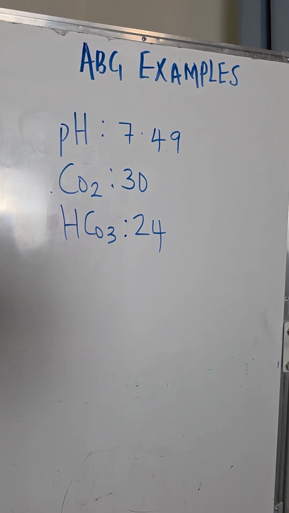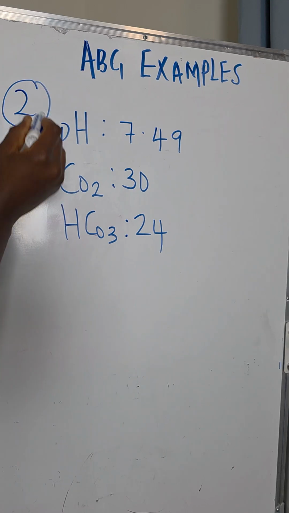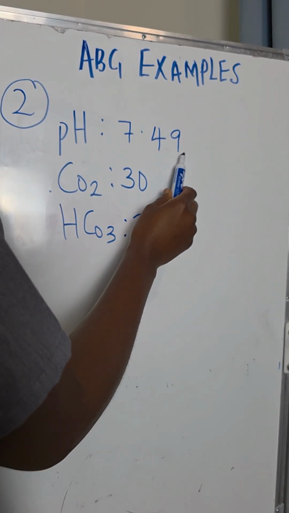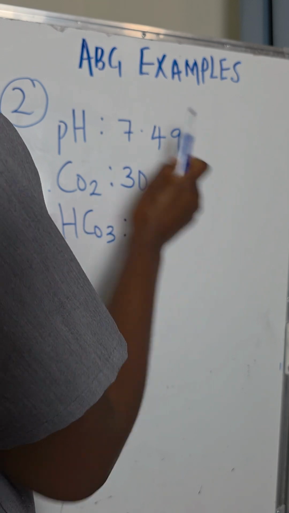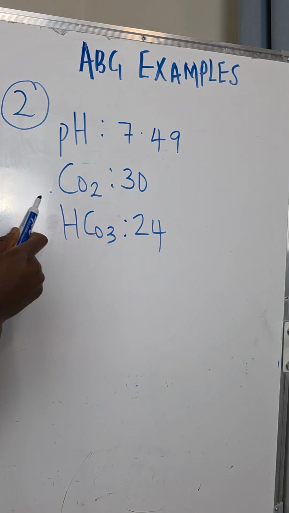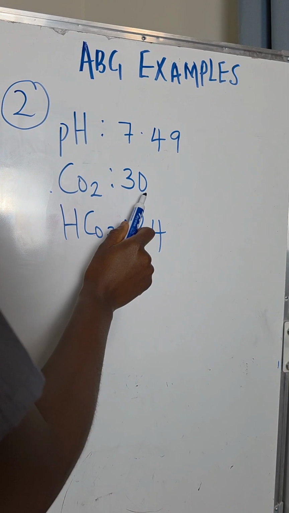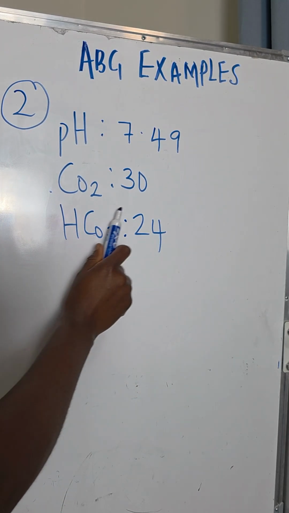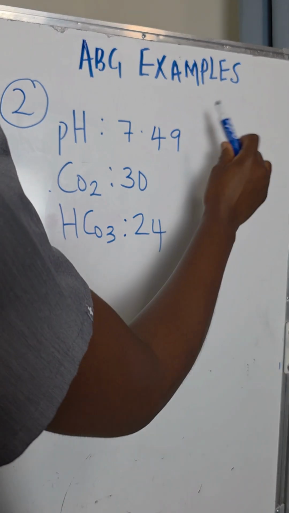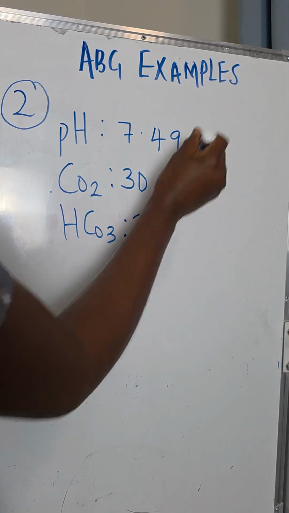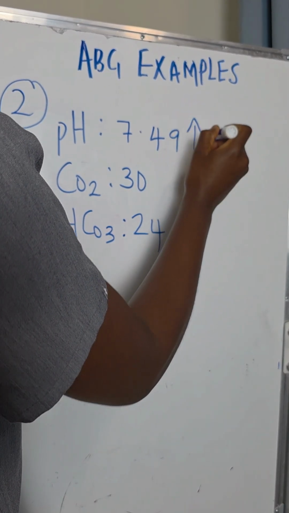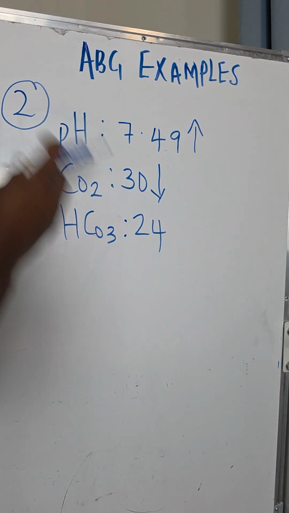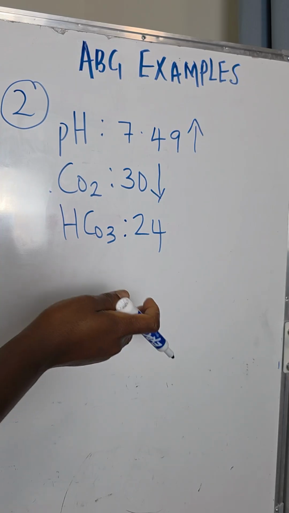So let us talk about another example. This is example number 2. In this scenario, the pH is 7.49. That is above 7.45, so the patient has alkalosis. Step 2, we look at the CO2. This patient's CO2 is 30, which is low. Low carbon dioxide means there's less acid in the blood, causing the pH to go up. They are moving in the opposite direction. So the pH is high, CO2 is low, and the bicarb is within the normal range. This is therefore respiratory alkalosis.